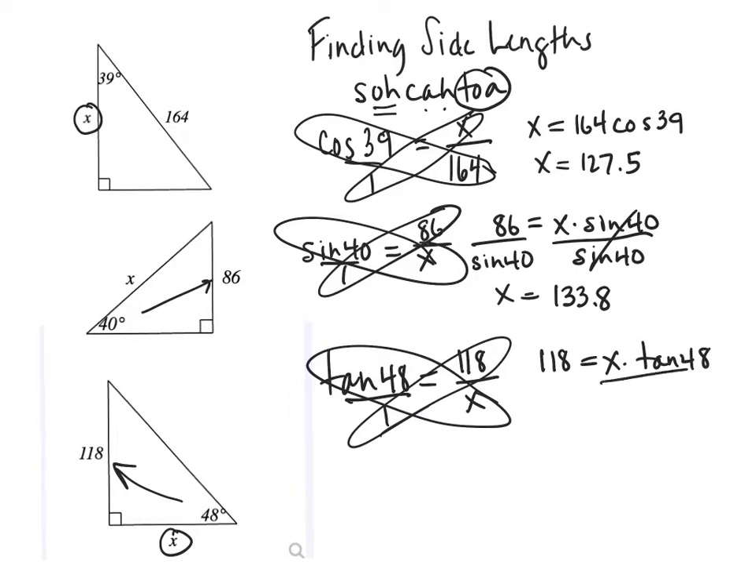To get x by itself, I divide, just like the last one, by the tangent of 48. So x would be 118 divided by the tangent of 48, to the nearest tenth. x ends up being 106.2.